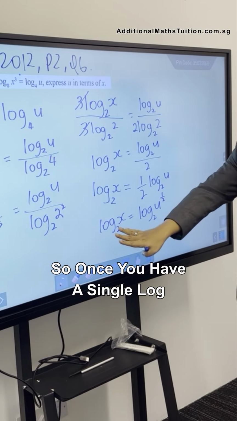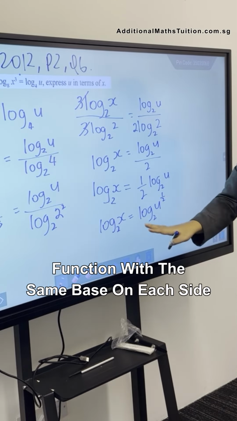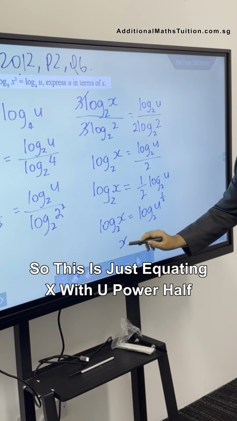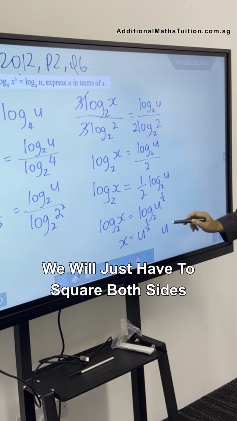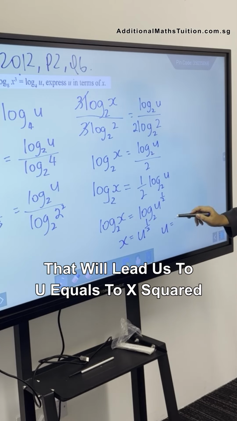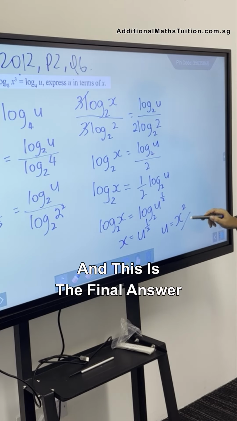So once you have a single log function with the same base on each side, this is where we can remove the log. So this is just equating x with u to the power half. And from here, to make u the subject, to express u in terms of x, we will just have to square both sides. That will lead us to u equals x squared. And this is the final answer.